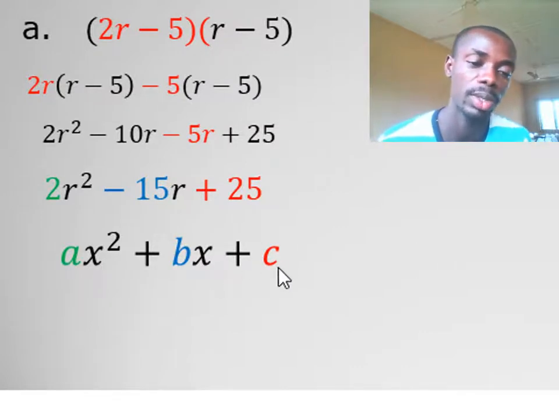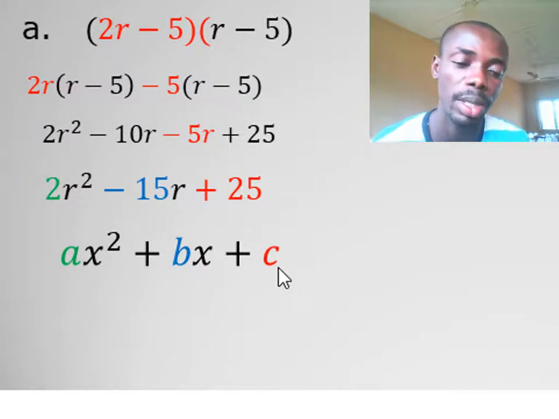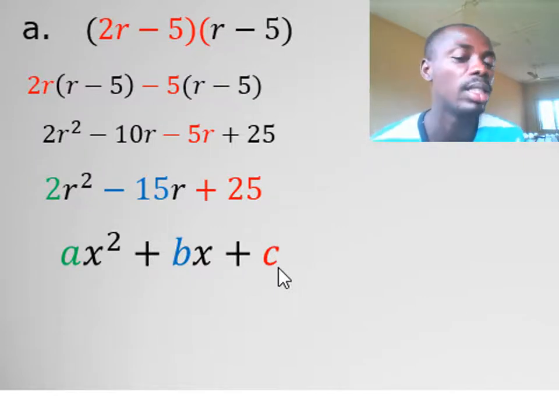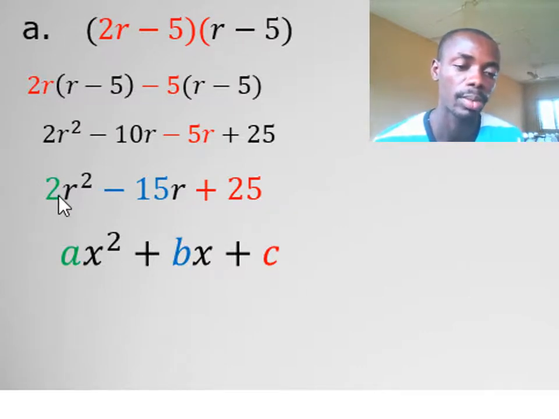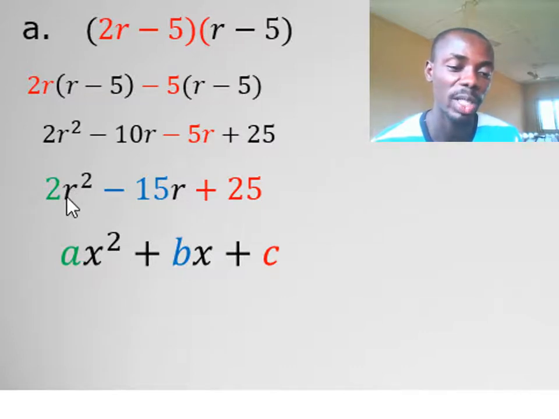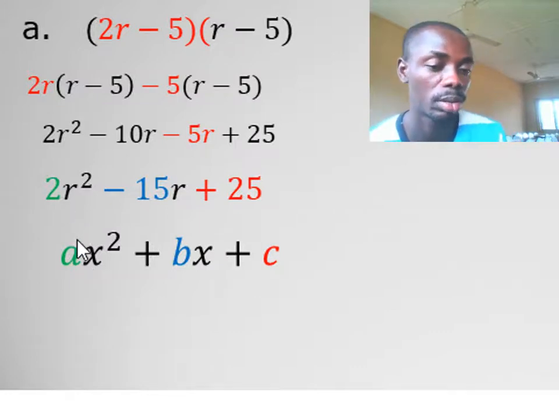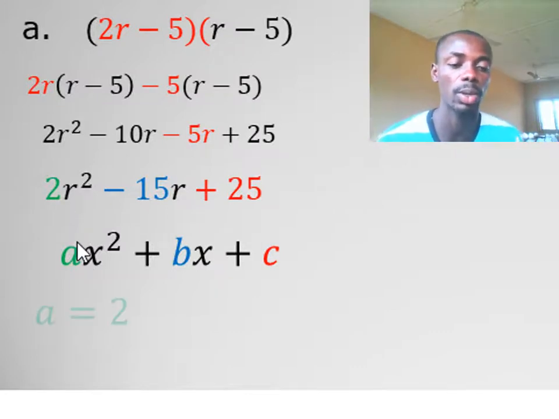So now looking at them, what do you think is our A? What do you think is our B? What do you think is our C? Even with the color match, you should be able to say what A is. So look at A here. A here is the coefficient of x squared. So the same thing here, A is going to be the coefficient of r squared. So it means our A is equal to 2.